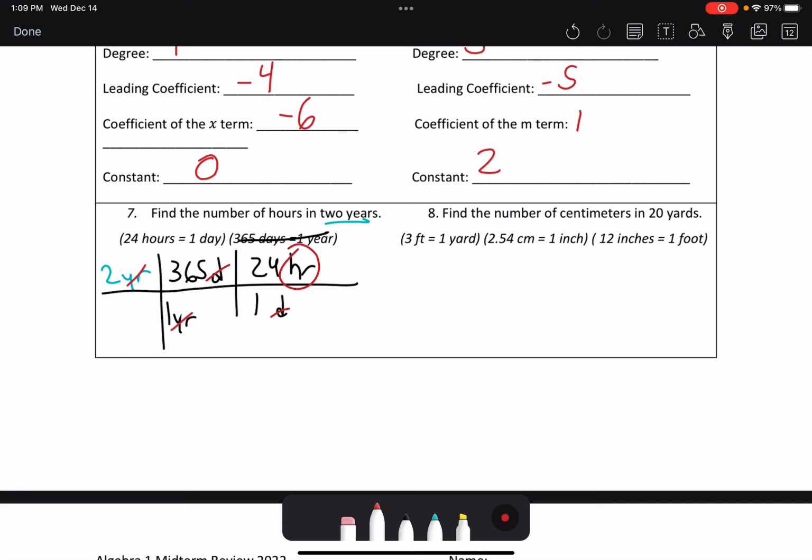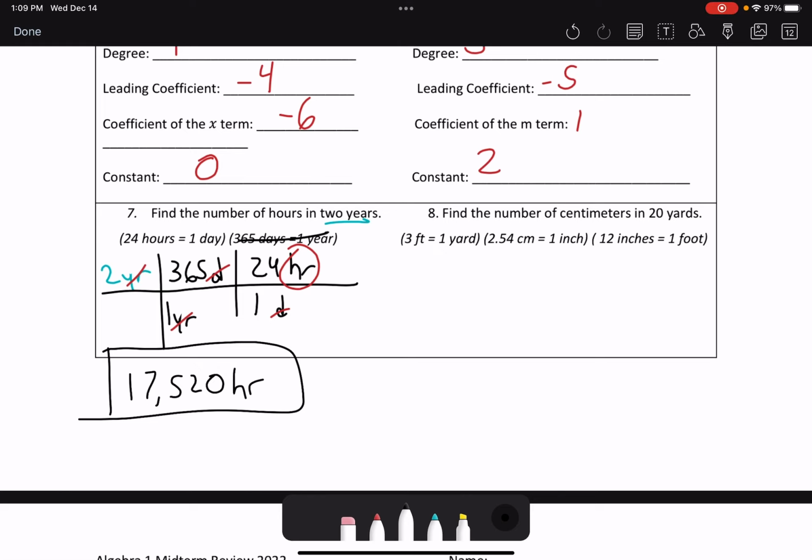In my numerator, so on the top there, I've got 2 times 365 times 24. But my denominator is just 1 times 1, so anything divided or multiplied by 1 is going to stay itself. So in this case, 2 years is equivalent to 17,520 hours.